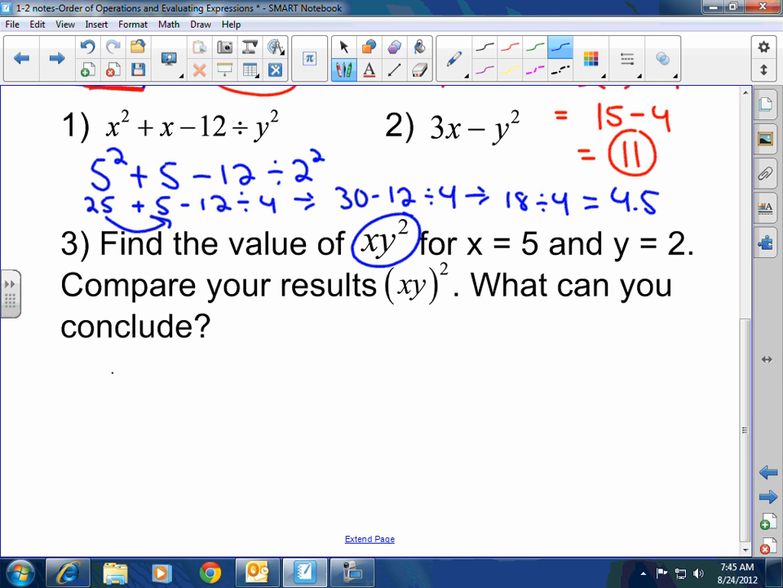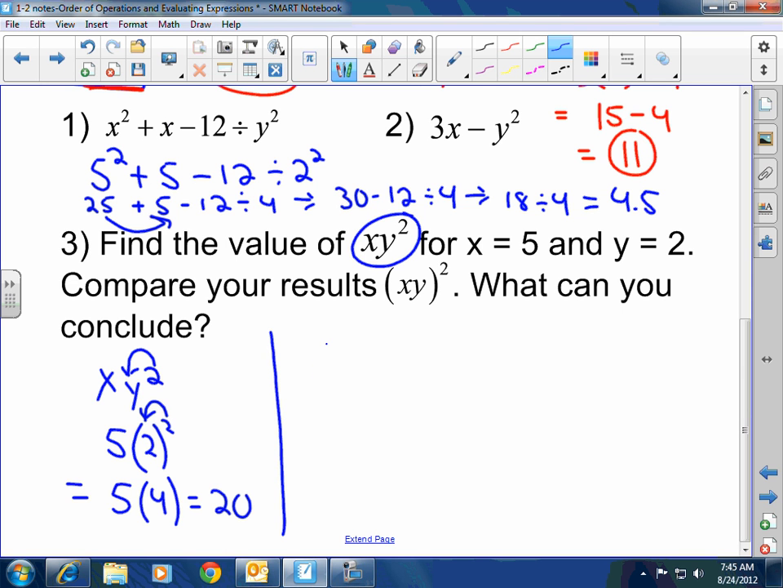Well, let's look at the first one. We'll do it in blue. Xy squared. Well, x is 5, so that's 5 times y is 2, 2 squared. Following the order of operations, I've got 5 times 4, which equals 20. Notice what happened here, gentlemen. The power of 2 only affected the y, okay, not the x.